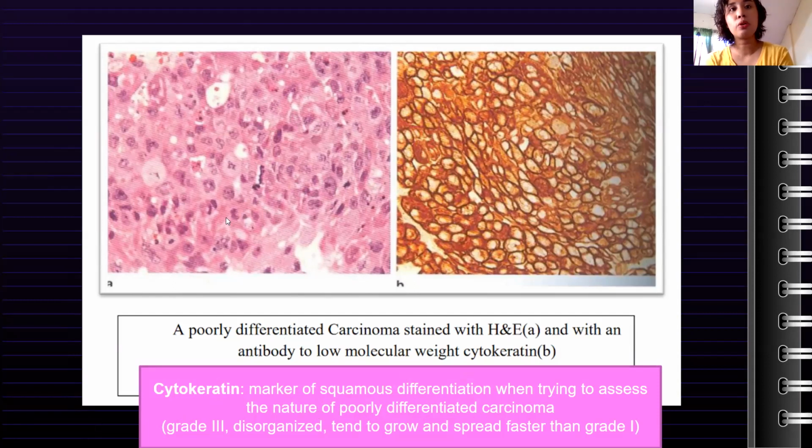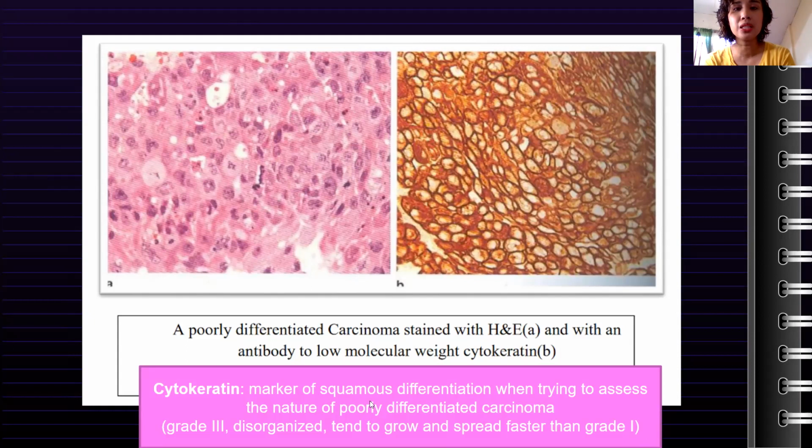We are trying to assess the nature of a poorly differentiated carcinoma. For example, the pathologist says, I don't know what the cancer looks like, sometimes it's an overgrowth of cells. So the pathologist says it seems that we have a poorly differentiated carcinoma. So that we could assess it further, we would use an immunohistochemical stain, which is cytokeratin.